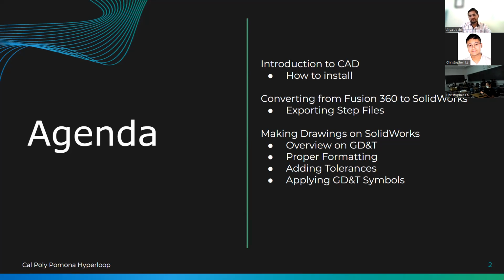So we're going to be talking about how you can convert your files using step files to operate between two different softwares. And then we're going to be going over how to make drawings on SolidWorks. I think a lot of you who have experience with SolidWorks know how to make drawings, but we're also going to be going over GD&T, which is geometric dimensioning and tolerancing, and perhaps you might not be familiar with that. So yeah, let's start.